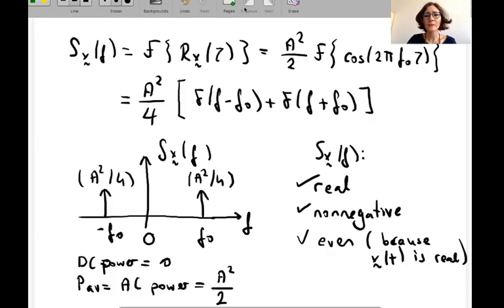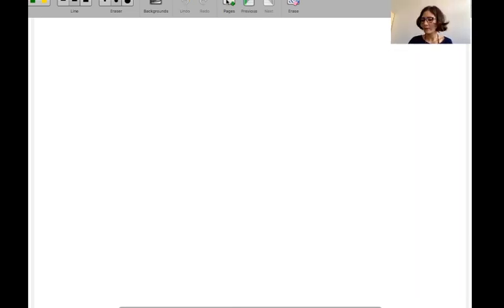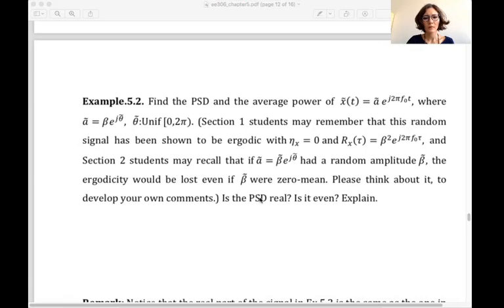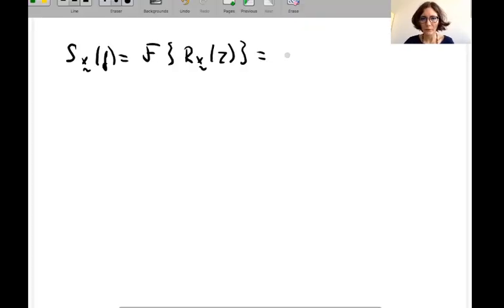Very simply, we're going to take the Fourier transform of the autocorrelation function to find the power spectral density. So Sx of f is the Fourier transform of Rx of tau. Rx of tau is this expression, beta square times the complex exponential. The beta square can go out of the Fourier transform, and we will be left with the Fourier transform of this complex exponential, e to the j 2 pi f0 tau.